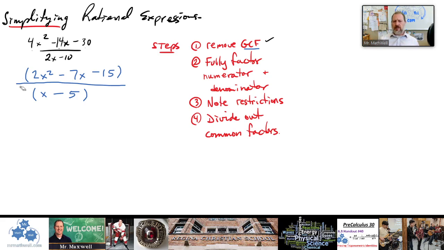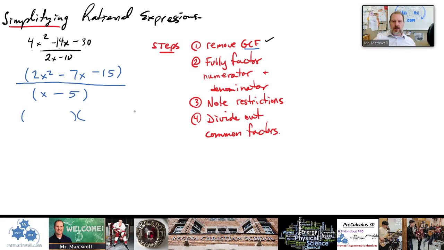Now, have I simplified much? Not really. There's more simplification I can do. And step 2 says fully factor numerator and denominator. Okay, so let's factor the top and the bottom. Well, the bottom looks pretty factored. It's prime. You can't factor it anymore. But the top, it appears that we may be able to split this into 2 binomials. So let's try and do that.